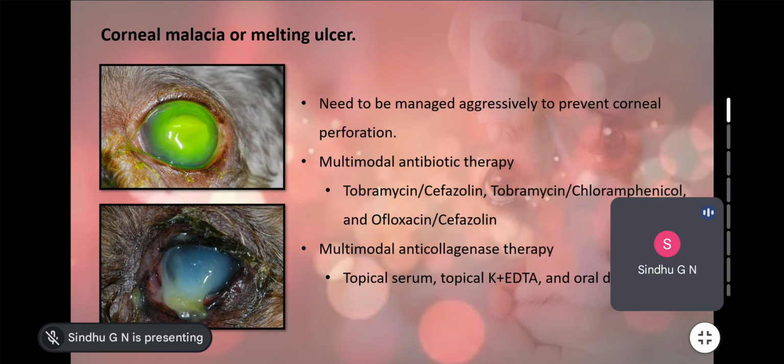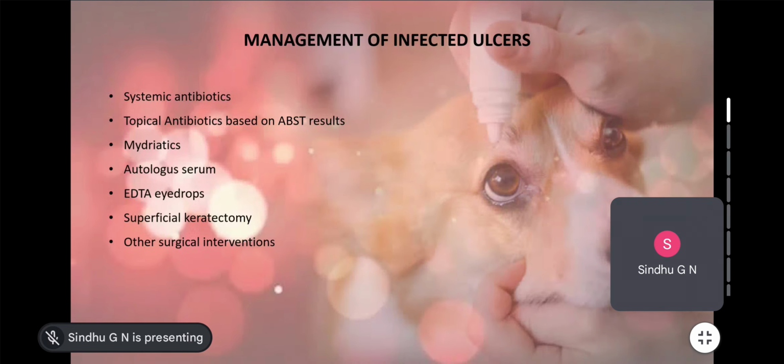Doxycycline has matrix metalloproteinase inhibitory effect, which gives anti-inflammatory action in the eye. Then infected ulcers: systemic antibiotics, topical antibiotics based on AST results, mydriatics for reducing the pain, autologous serum, EDTA drops, superficial keratectomy we can think about when it is very bad, and other surgical interventions like corneal grafting or conjunctival pedicle graft.